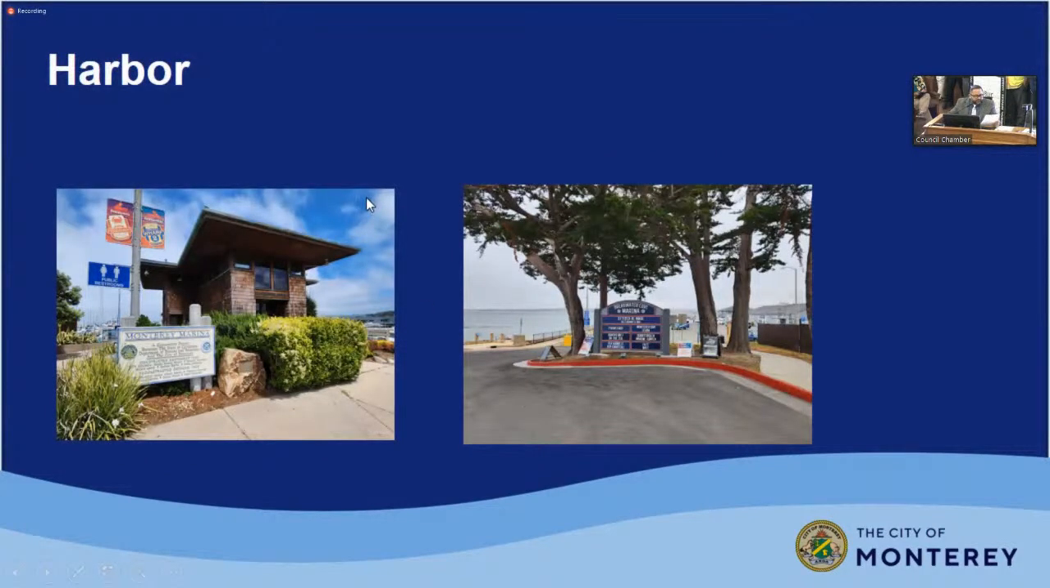The Harbor Division. They improve the rules and regulations for the harbor and the marina, allowing greater access to the area. They operate and maintain the harbor. They remove debris from our shores and our beaches. They replace piles in the wharves, and they maintain the beaches by dredging them.